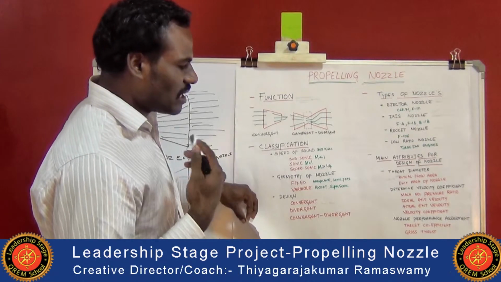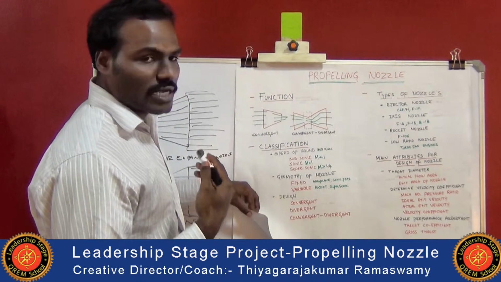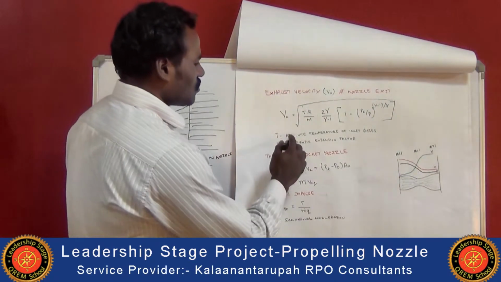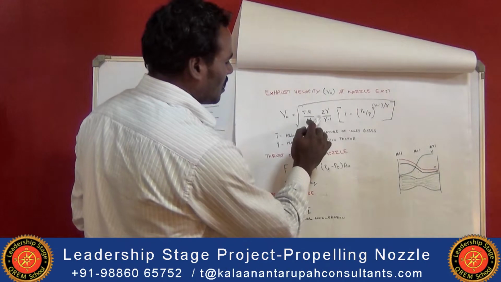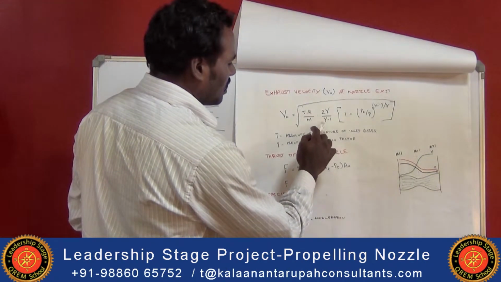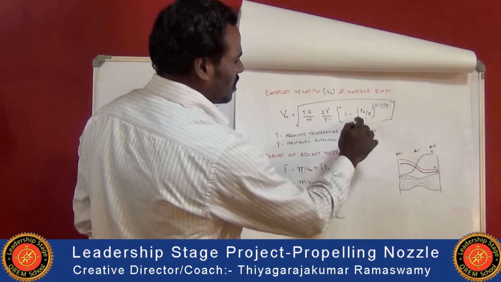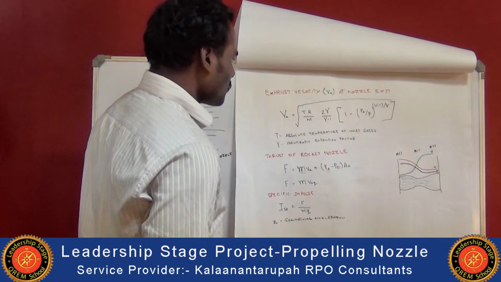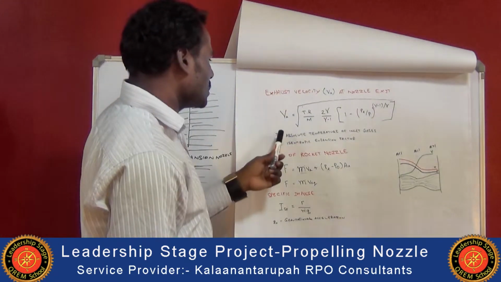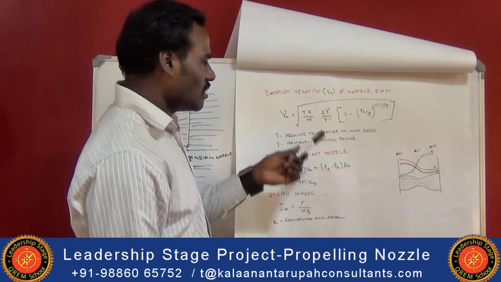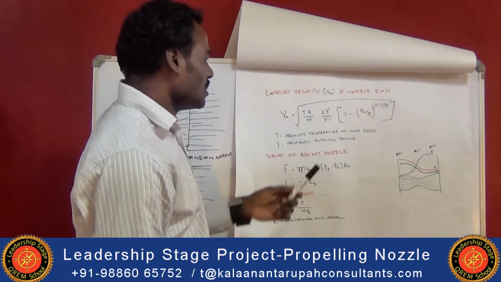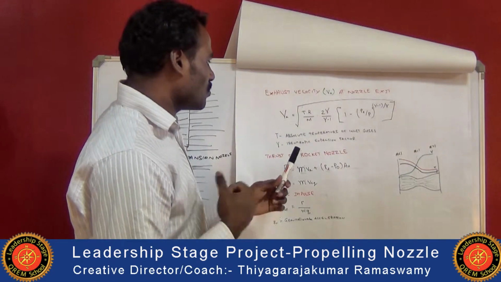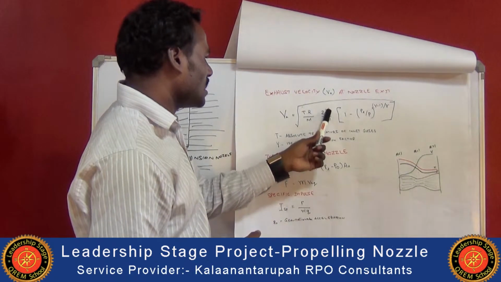Now, how we can calculate the actual exit velocity is discussed using the formula V is equal to square root of T into R divided by M into 2 gamma divided by gamma minus 1 into 1 minus P by P power gamma minus 1 by gamma. Here T is the absolute temperature of the inlet gases at the nozzle, R is the universal gas constant, and M is the molecular mass of the gas at the input or output of the nozzle.